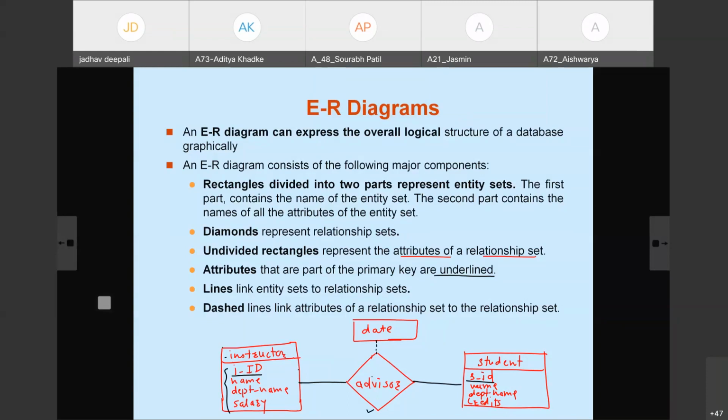An undivided rectangle represents the descriptive attribute of a relationship set. Attributes that are part of the primary key are underlined, so ID and SID are underlined here. Solid lines are links between the entity set and the relationship set, and dashed lines are the link between the descriptive attribute and the relationship set.